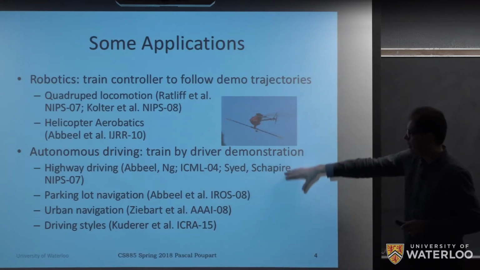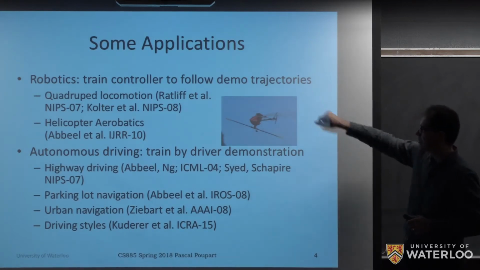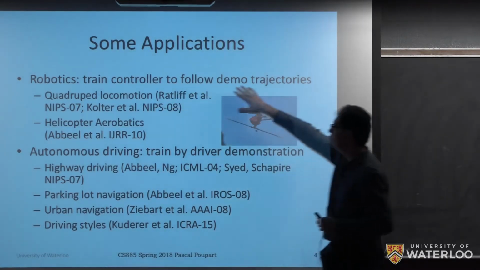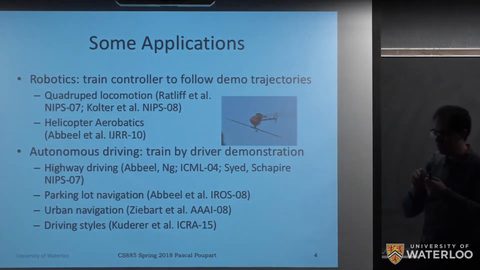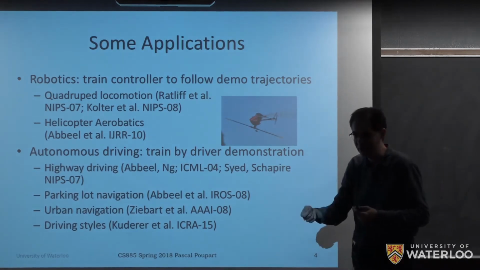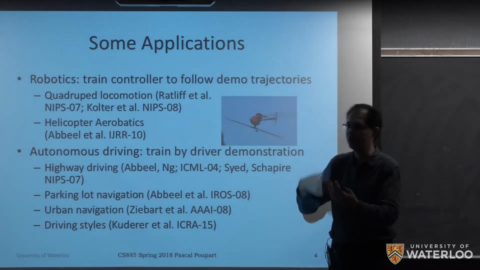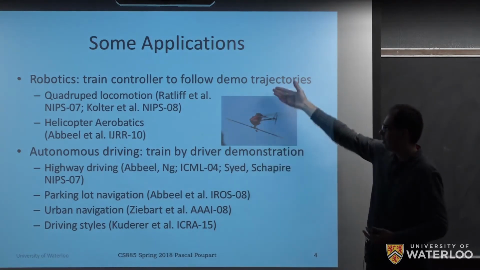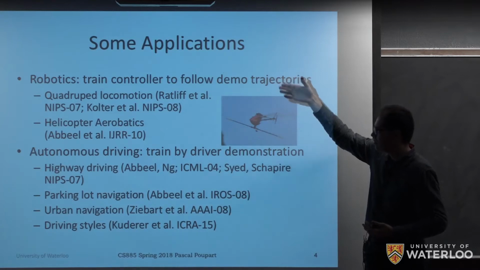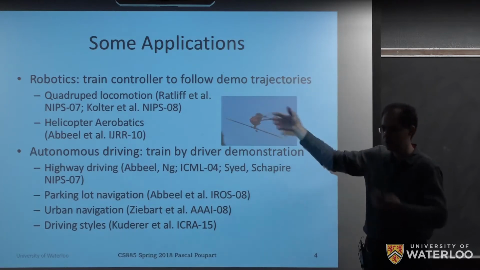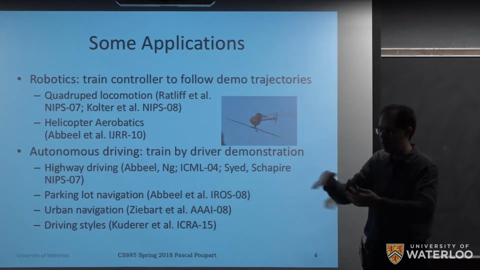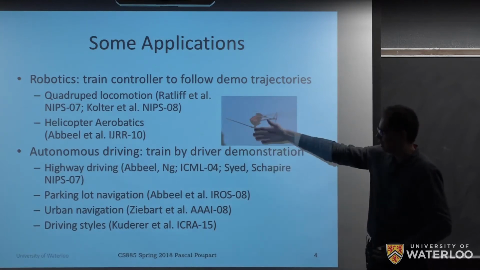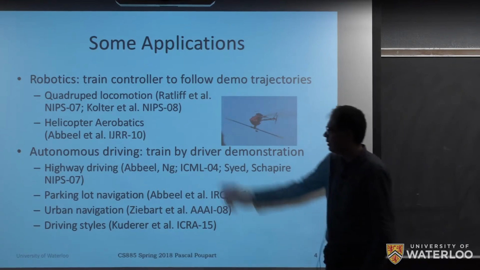Okay, so classic applications in robotics. If you would like to train a controller to follow some trajectories, and perhaps these trajectories can be obtained from a human expert who demonstrates how to perform a certain maneuver, then you can use these trajectories to perform inverse reinforcement learning, to try to obtain an implicit reward function and also a policy based on that.